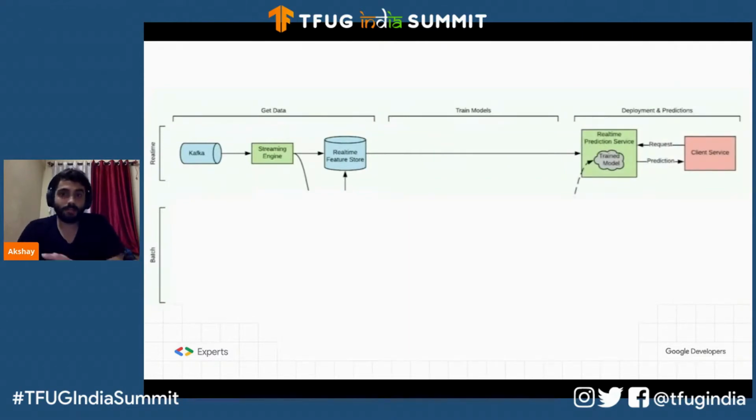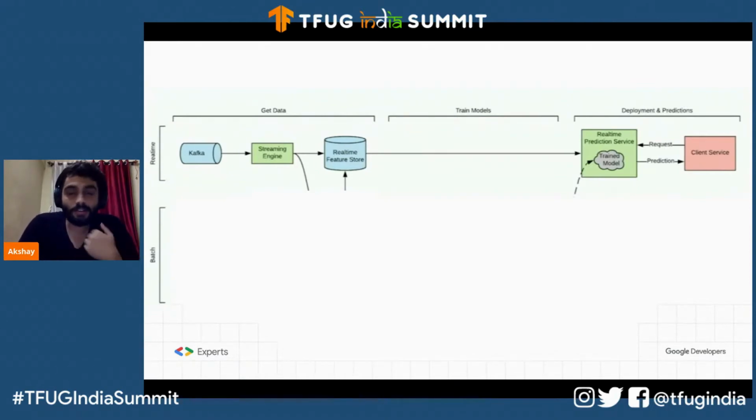And there is a trained model which comes from somewhere. We're not sure about that right now. We don't care. There's a trained model which gets the data from Kafka at runtime and it gives predictions to the client service. So this is the architecture for a real-time service running in production.